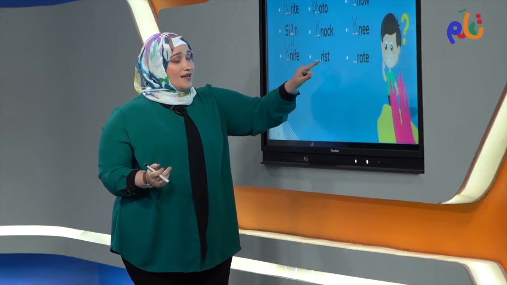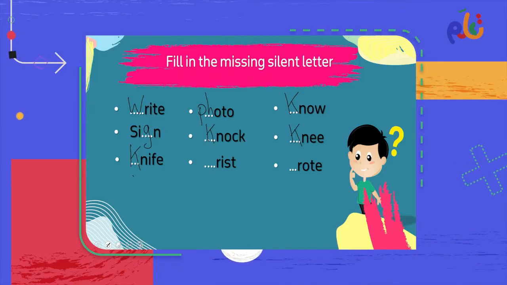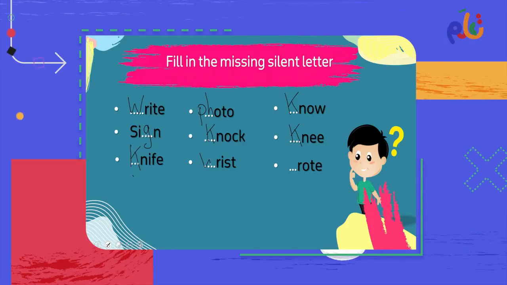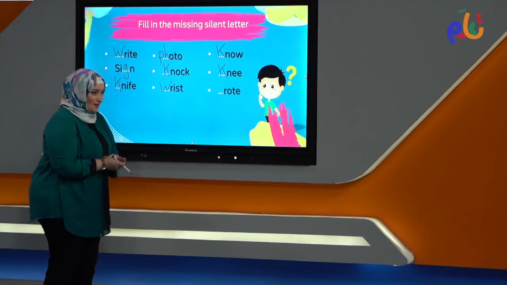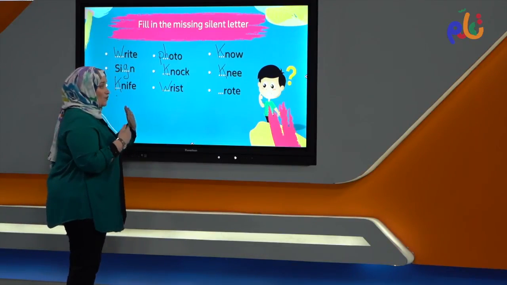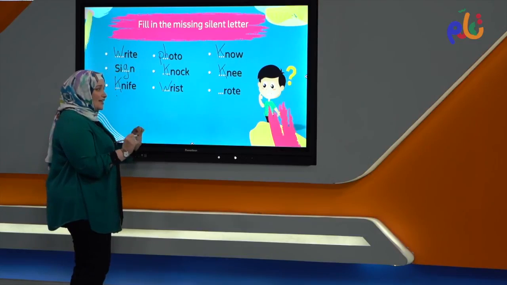Knife. Rest. All I did was read the letters that I have. So I know instantly that the missing letter here is W, because of the rules. The rules are very important. We need to memorize them, so we always know them. With a lot of practice through many exercises like these, we'll be able to tell which letter is missing.